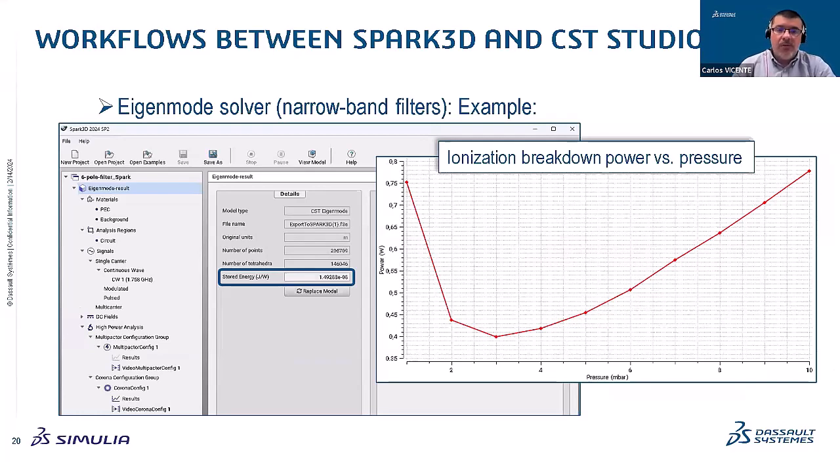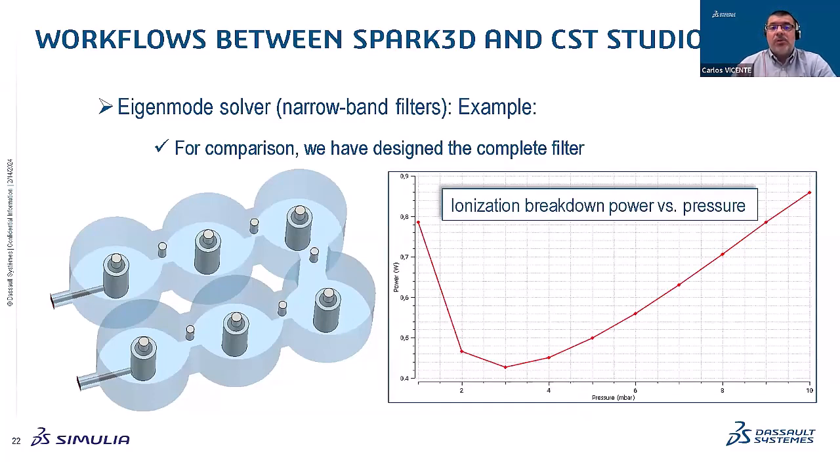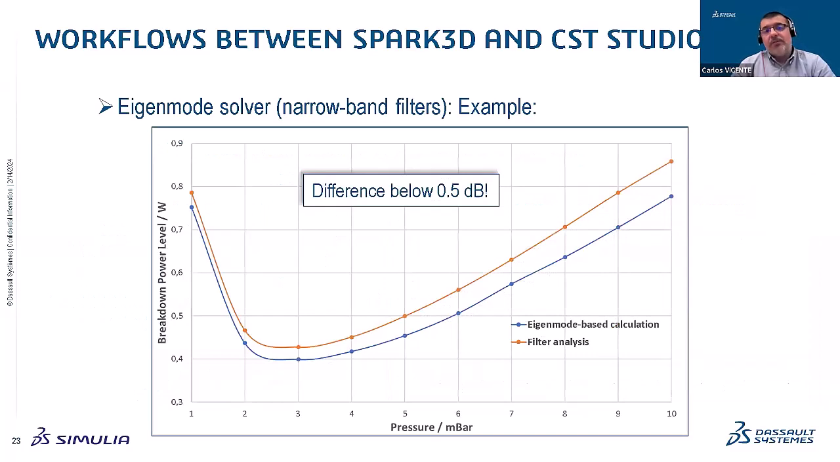Now I'm going to design the filter. By the way, I designed the filter, you can see it there. I used FD3D to do this quite automatically. Now I have the complete filter design, and I can run my simulation with the general workflow and check what the breakdown is. Again, for the same pressure range, I get this breakdown power level for the ionization breakdown, and then I can compare both results.